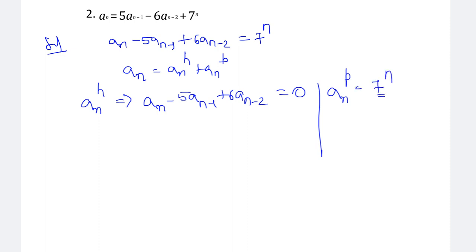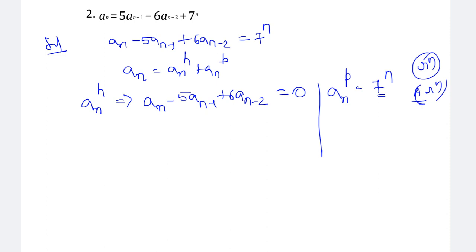So, it is in the form of rⁿ. If it is rⁿ, what is the function for the particular value? That is a·rⁿ. That is the second step. First, solve the homogeneous recurrence relation.